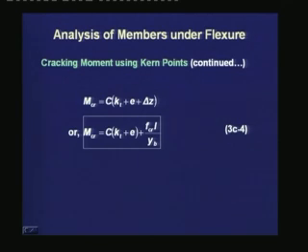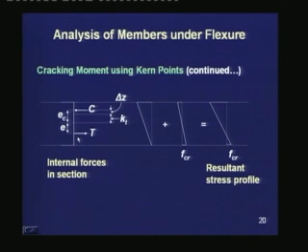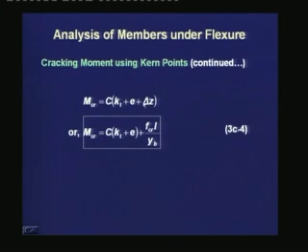The cracking moment is thus given as C times the total lever arm. If we go back to the figure, the total lever arm is equal to E plus EC, which is equal to E plus KT plus delta Z, and that we have written here: MCR is equal to C times KT plus E plus delta Z. Then C times delta Z we are equating to FCR I by YB, because that is the incremental moment which is beyond the moment causing zero stress at the bottom, and this incremental moment causes cracking at the bottom. Now, this is another expression of the cracking moment, which is in terms of the Kern points and the modulus of rupture.